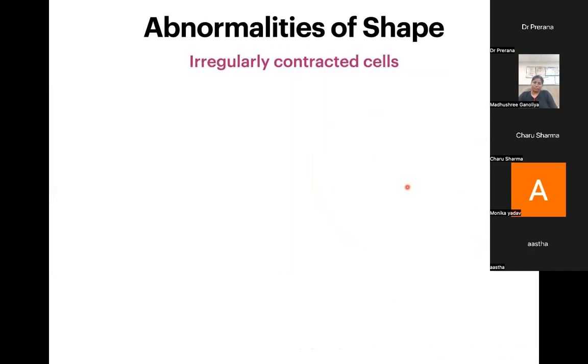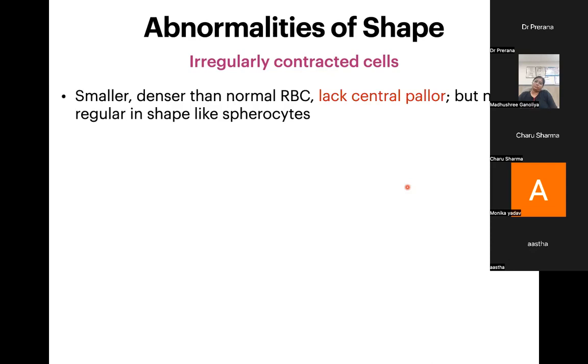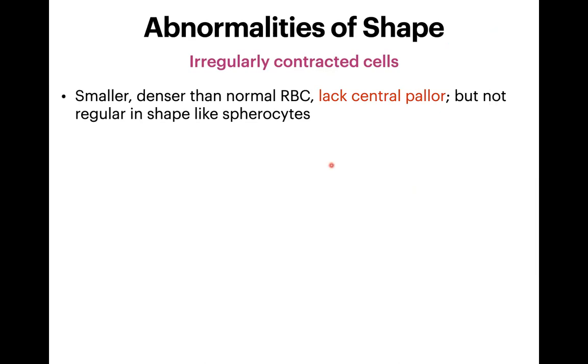So the second shape abnormality that is caused by damage to the cells in the bloodstream is irregularly contracted cells. These cells again are smaller cells, and they also lack central payload. Just remember the cells which lack central payload. There will be a lot of cells which lack central payload, and you will not define them as that cell unless the central payload is missing. So irregularly contracted cells also lack central payload.